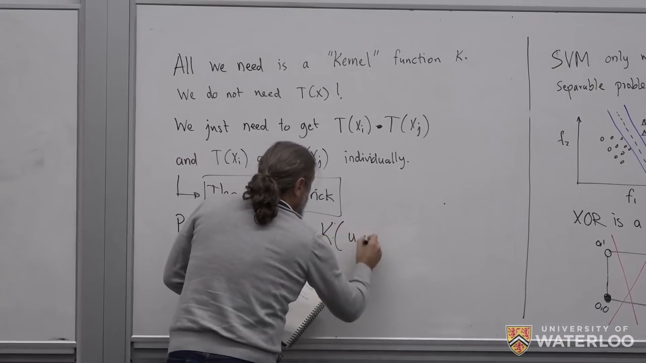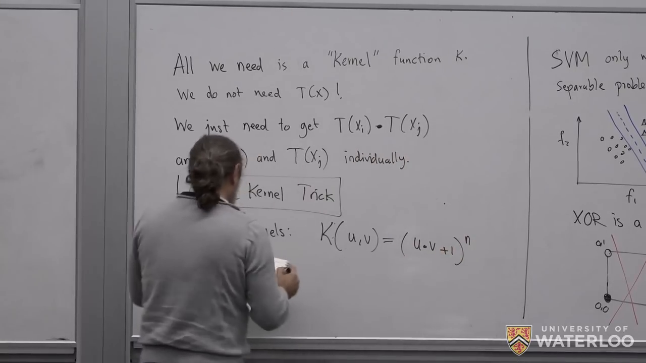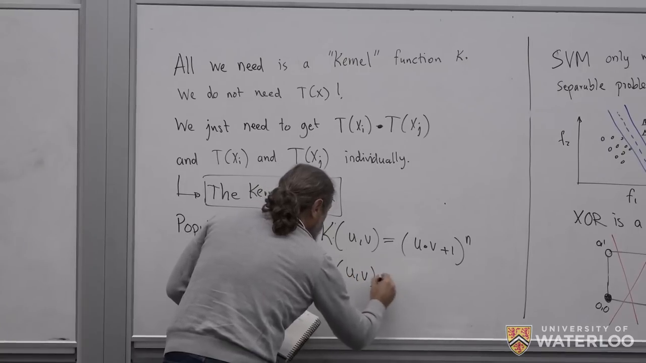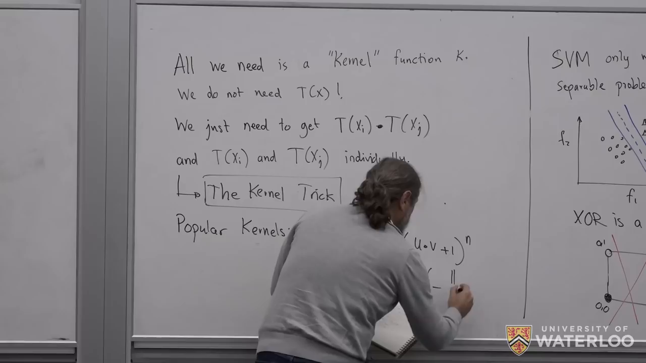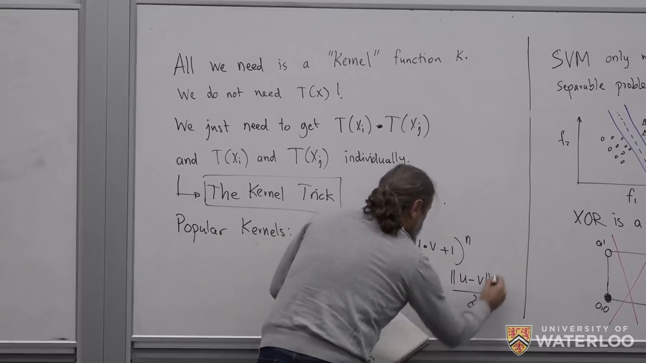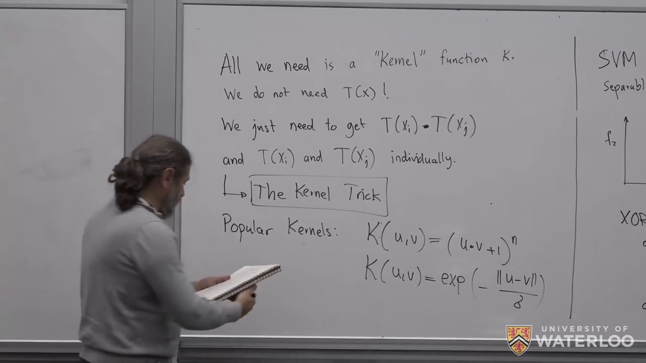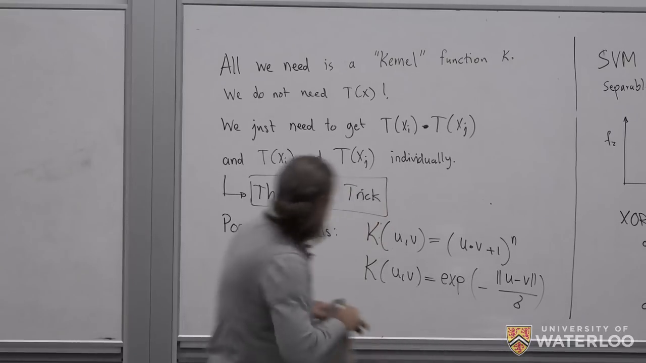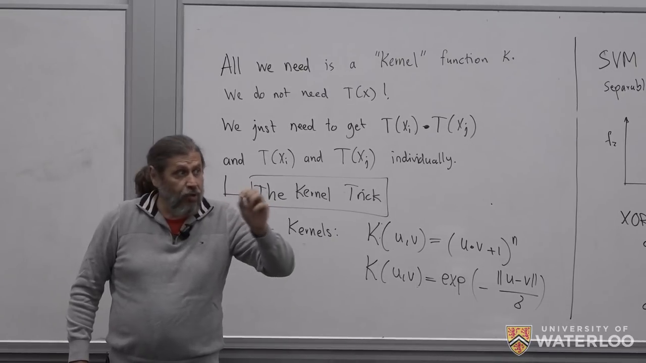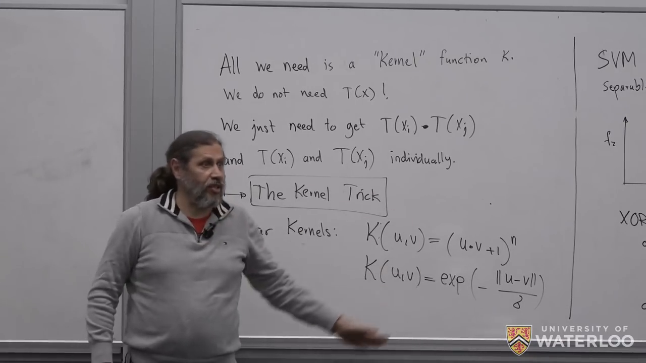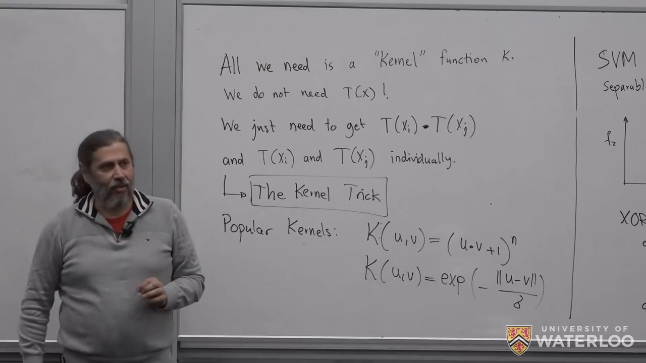A kernel of U and V is U dot V plus 1 raised to power n. Another kernel that most likely you know for U and V is exponential of minus the difference between U and V over sigma. Oh, the Gaussian is also a kernel. Of course it is. It's a good one. It's an important one. It's a powerful one. So now, which means what? We have a binary classifier that if you use the dot product of the vectors, it can separate linear things. If you want to separate nonlinear things, you have to use the dot product of the kernels, not the data itself.